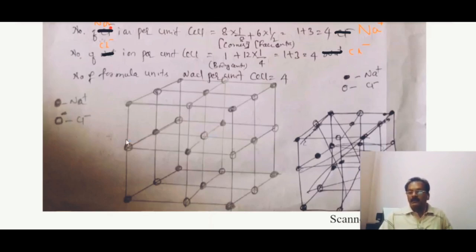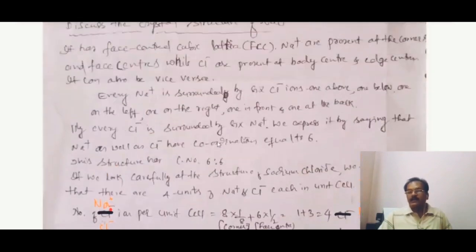And overall, the coordination number of each ion in the crystal lattice is found to be 6. The ratio of these two ions is 6:6, that means 1:1 ratio. So 1 Na+ with 6 Cl- and 1 Cl- with 6 Na+. So in total it gives a 1:1 ratio. NaCl is a 1:1 ratio.